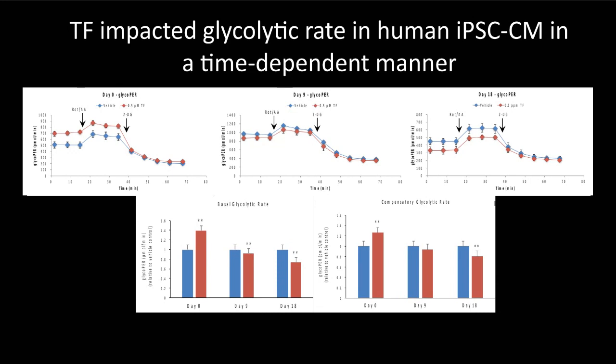So as you can see, the state of development in human cardiomyocytes makes a big difference. But the important thing is, in differentiated cells, it significantly reduces both basal and compensatory glycolysis, both of which would indicate a reduced capability of surviving hypoxic conditions during gestation and early embryonic development of the heart.